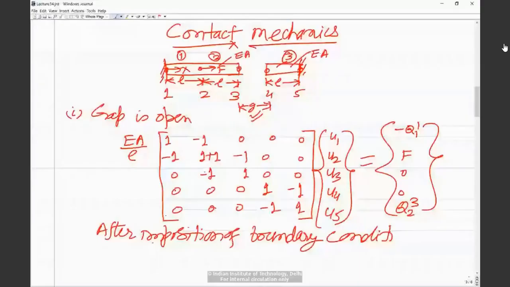So is the screen visible? Hello? Yes, sir, it is visible.